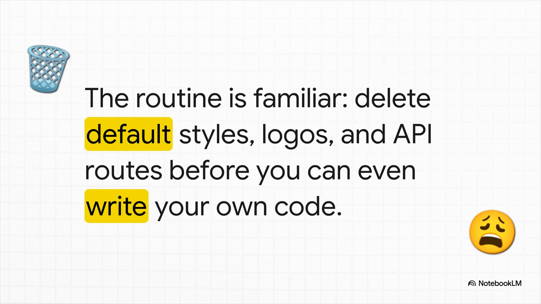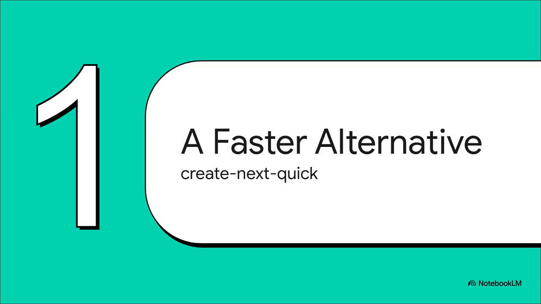You get in there, you nuke the default CSS, you get rid of that Vercel logo sitting in the public folder, and you zap that placeholder API route. It's this whole ritual you have to perform before you can write a single line of your own code. So what if there was another way?